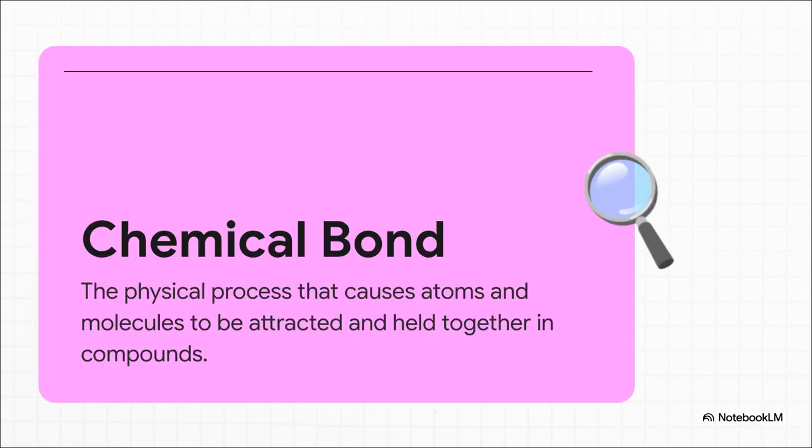Well, that glue actually has a name. It's a chemical bond. It's the physical process that pulls atoms together and holds them tight. And what's their motivation? It's all about stability. See, atoms are always looking for a more stable, more comfortable state. And for them, forming a bond is the easiest way to get there.